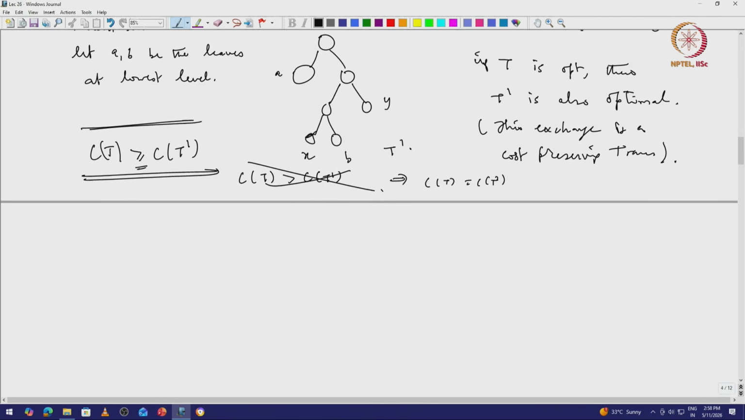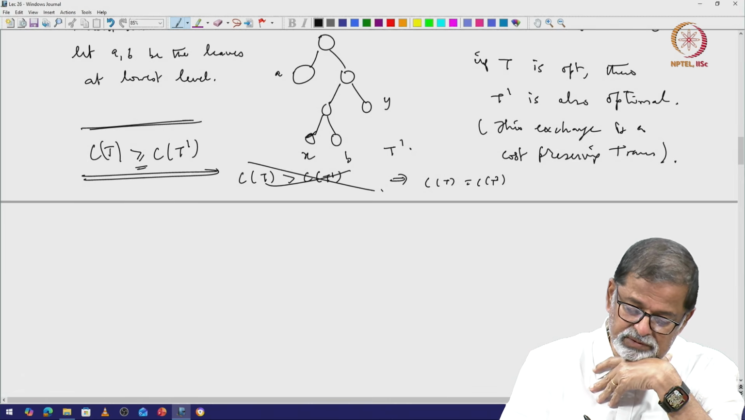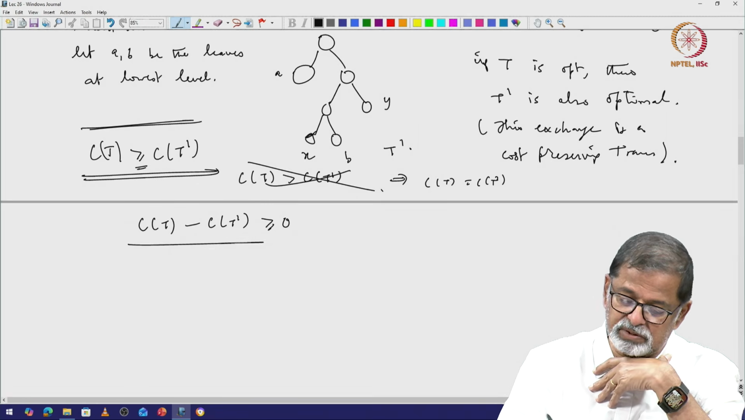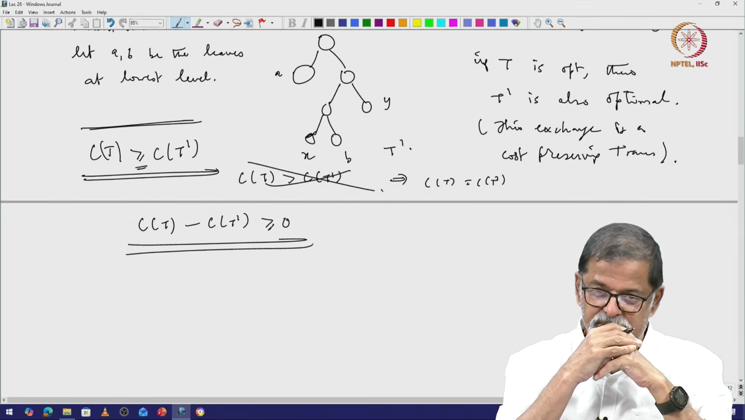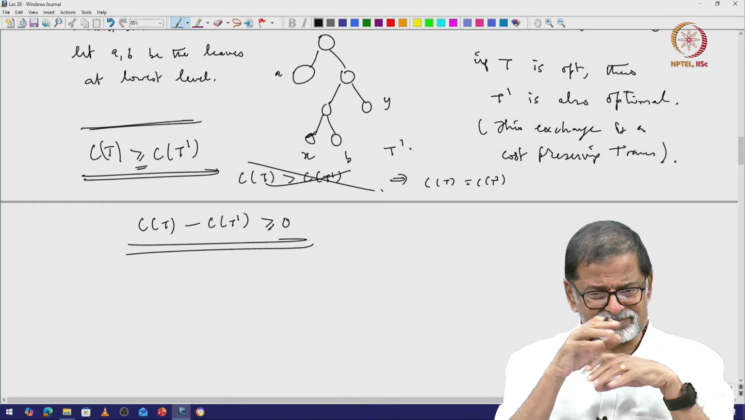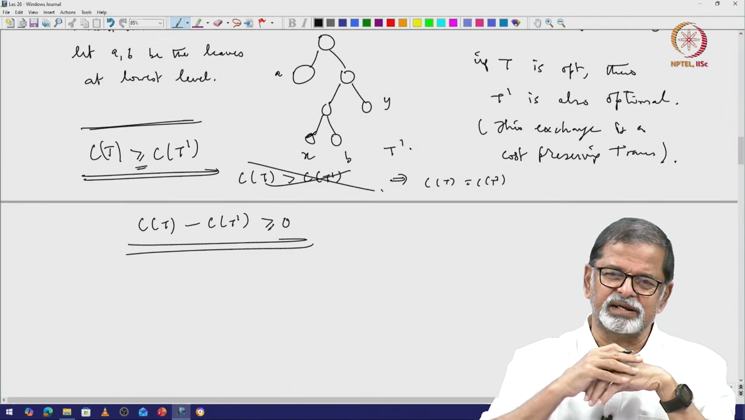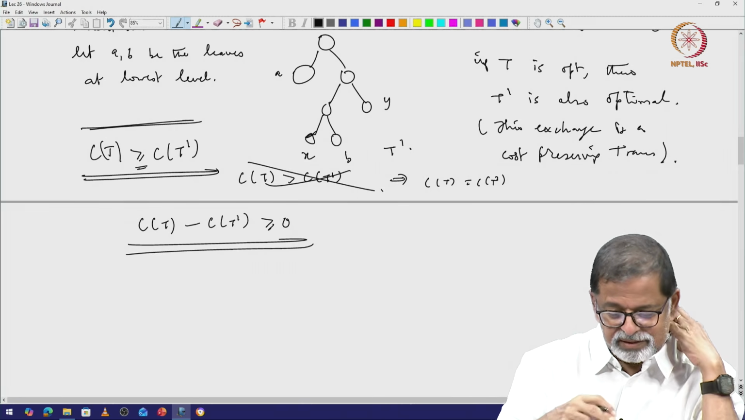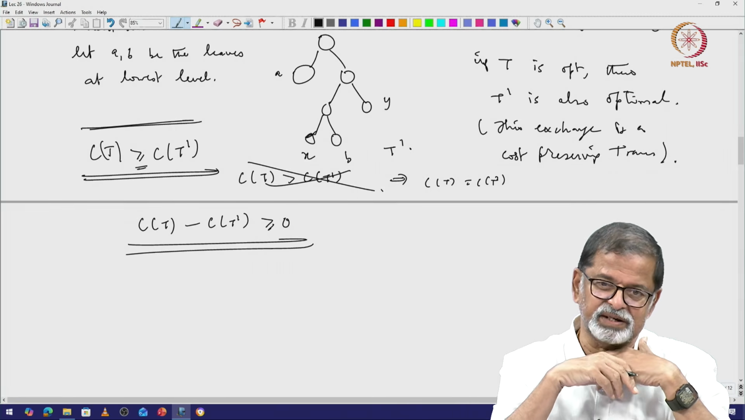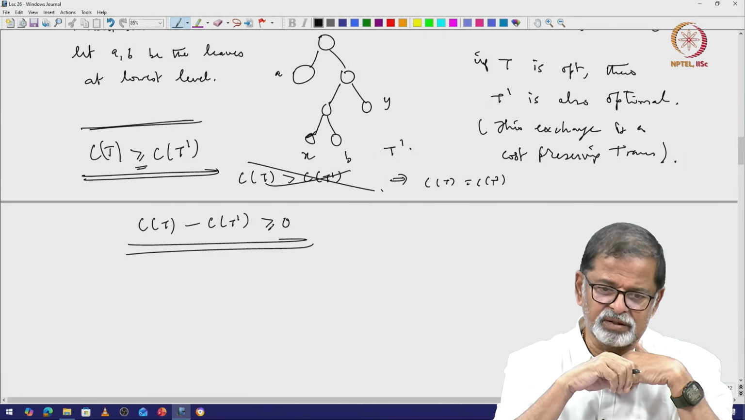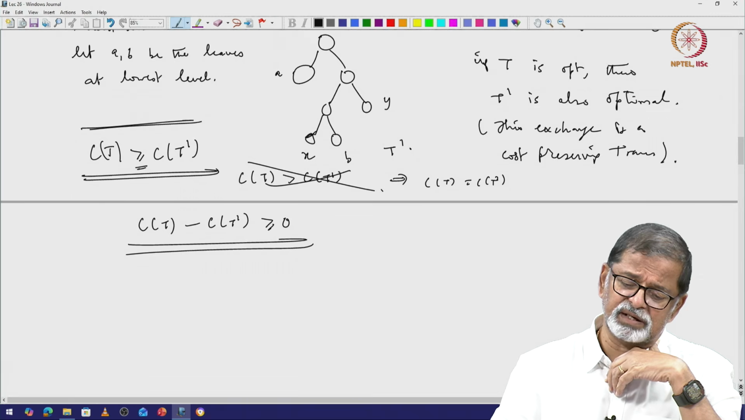So, how to prove that C of T is greater than or equal to C of T dash? We will show that C of T minus C of T dash is greater than or equal to 0. This we will prove. That is because C is a linear combination, C dash is a linear combination. So, it is good to try this out. C of T minus C of T dash is greater than or equal to 0 is what we are going to show. So, what is the difference between T and T dash?